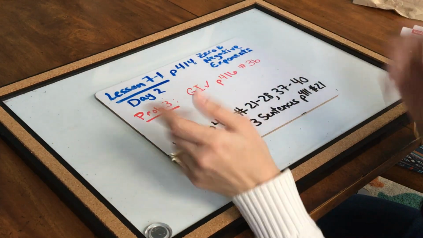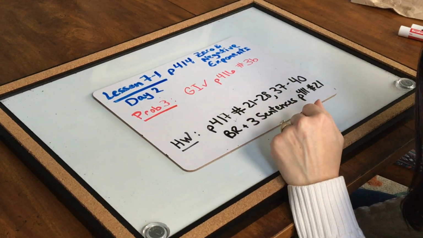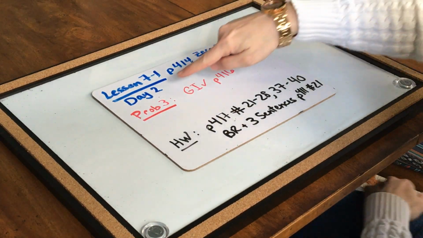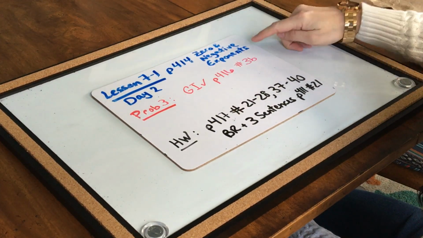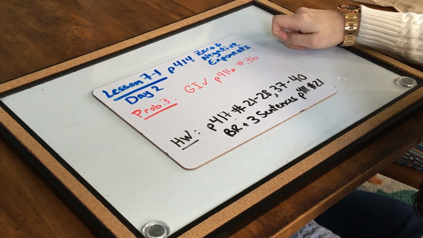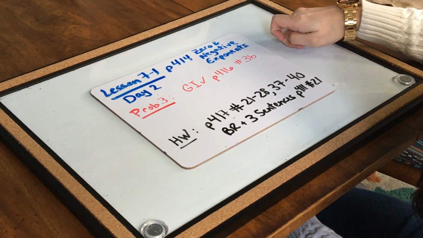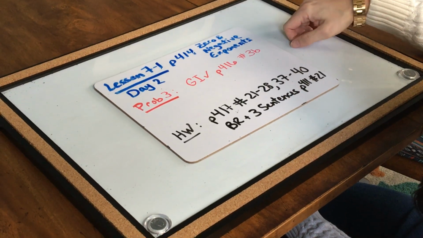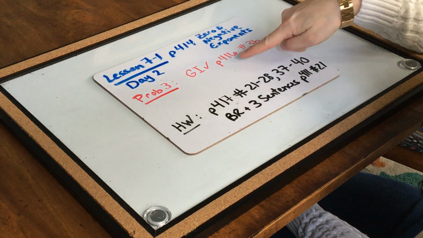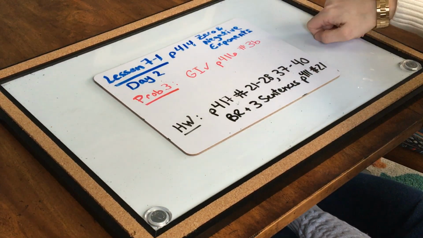Hi, 8th grade. Today we're doing our lesson for Thursday, March 19th, and it's lesson 7-1 again, day 2. We're going to be working on page 414, 0 and negative exponents. This time we're going to be simplifying some expressions with variables and also plugging in and evaluating those expressions. Our gotta check is going to be problem number 3, and it's page 416, number 3B.